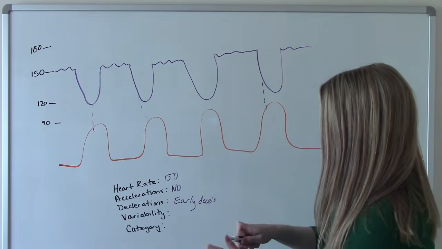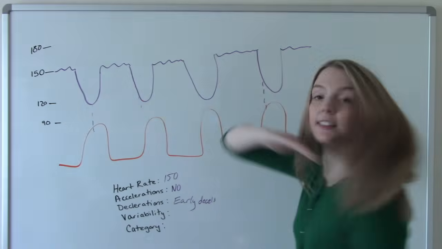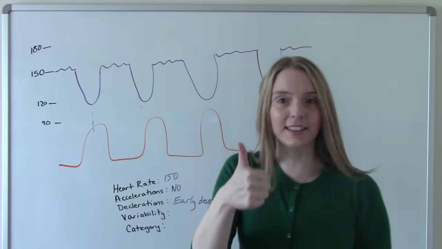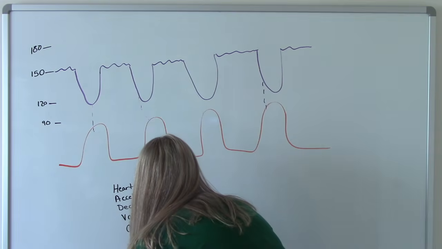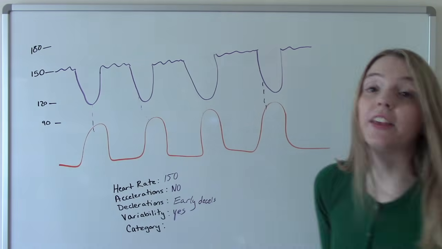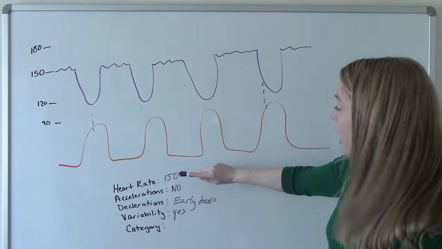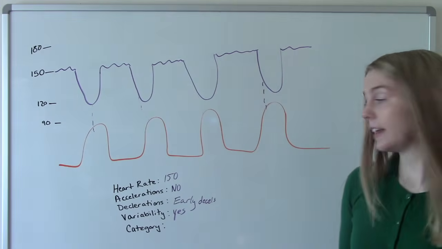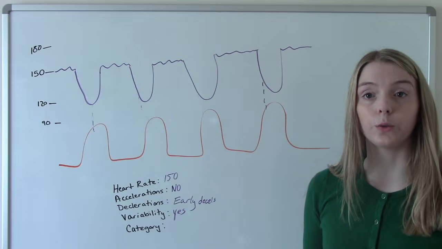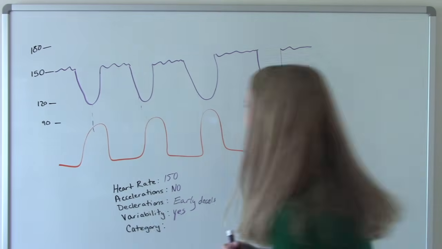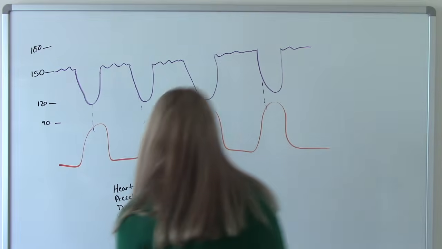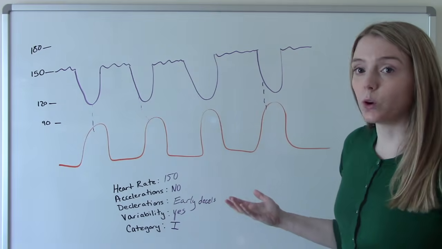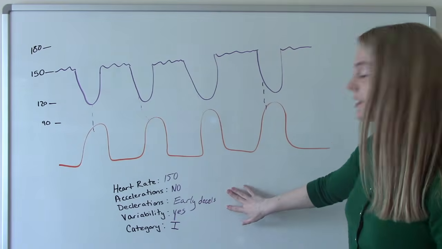Is there any variability? So looking at the baseline of baby's heart rate, is it a flat line or are there squiggles? There's squiggles, that's variable, that's a good thing, so that's a yes. And then finally, given all this information, the heart rate of 150, no accels, early decels, and yes to variability, what category is this? 1, 2, or 3? It's 1. Right? Because everything's normal, it's in good range. You may or may not have decels, that's totally fine. And if you have decels, at least they're earlies.